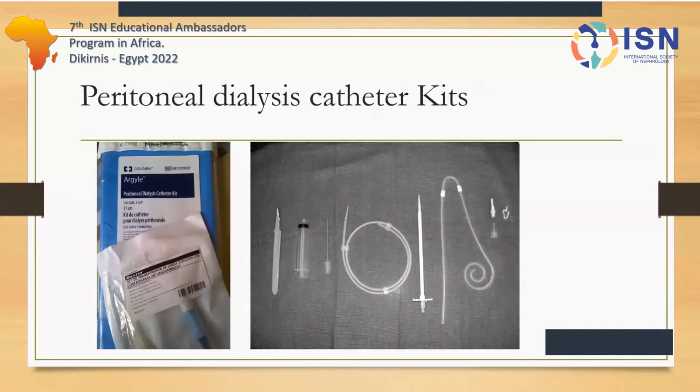Just to familiarize ourselves with the components of the catheter, on the left side, this is the catheter which is now sealed. After we open it, on the right we'll see the blade, the syringe, the needle, the guide wire, the peel-away wedges, the catheter, as in this case, this is the coil type of catheter, and then we have some clamps and caps for the catheter.